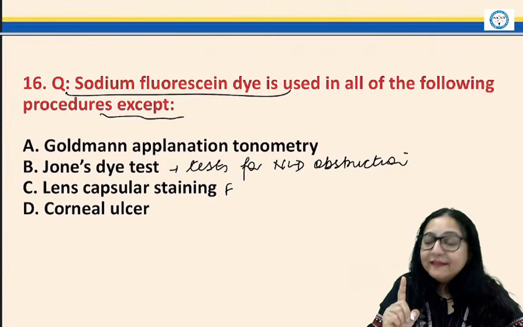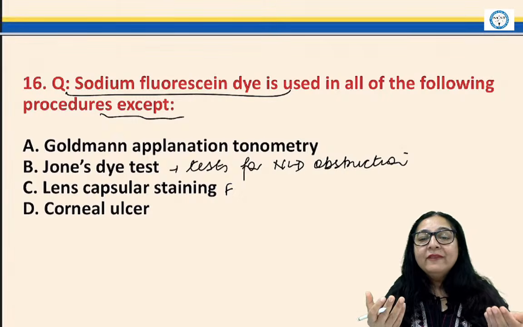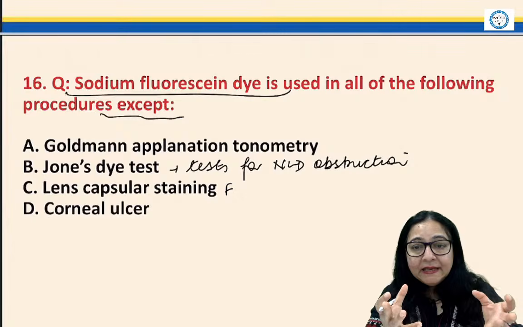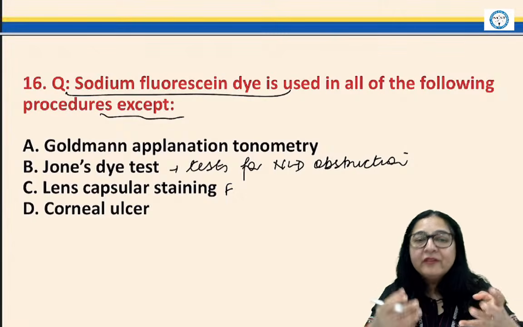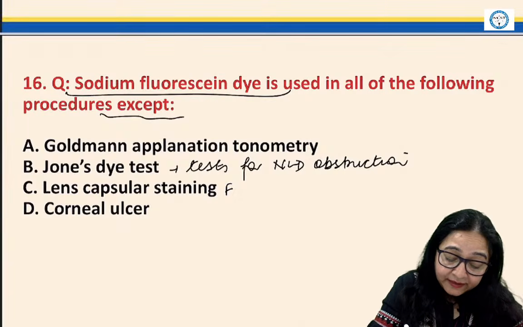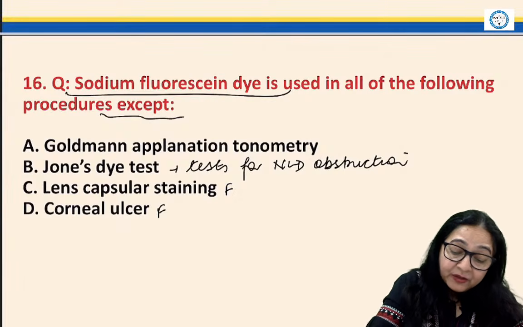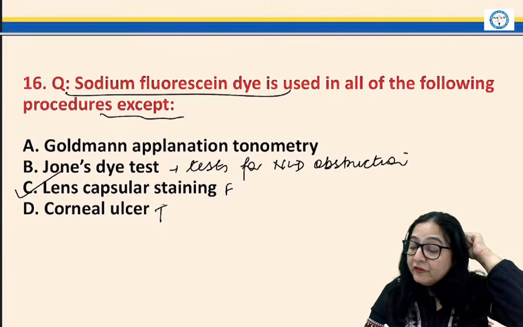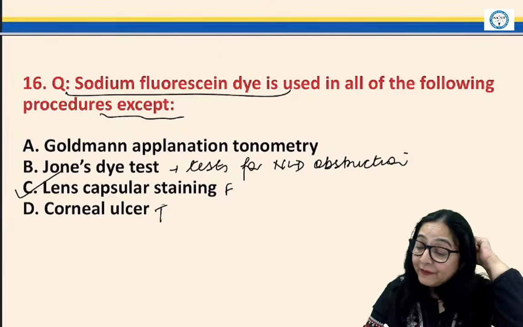And corneal ulcer, because sodium fluorescent will always stain the area where there is epithelial ulceration or abrasion. So sodium fluorescent dye is used in the cases of corneal ulcer. So the answer here is choice C. Choice C. Yeah, right?